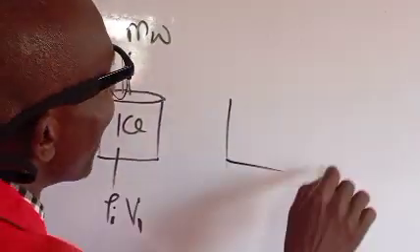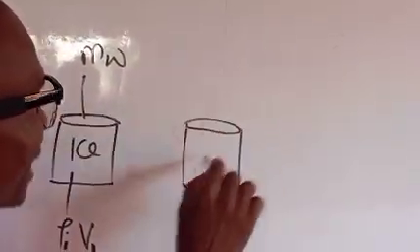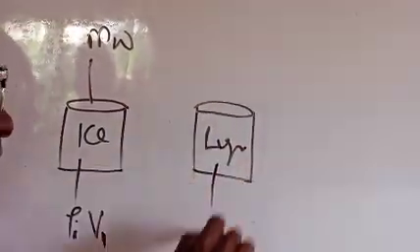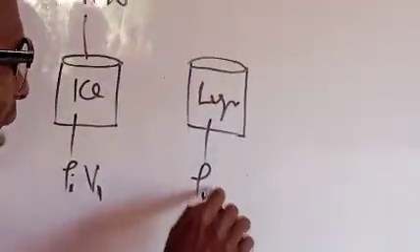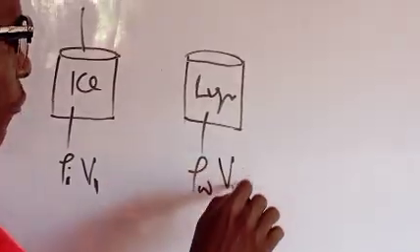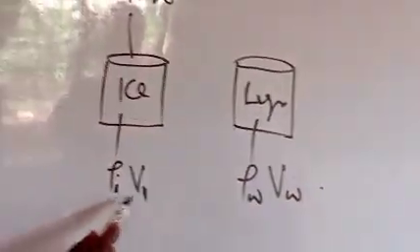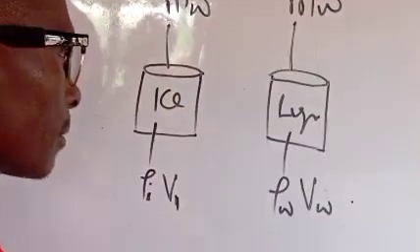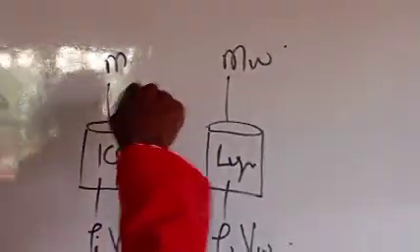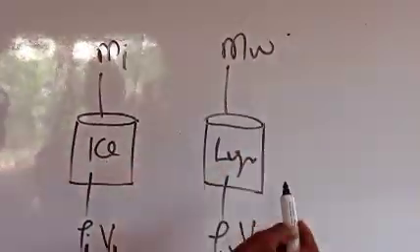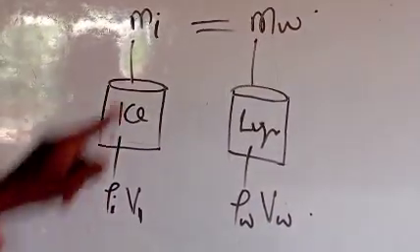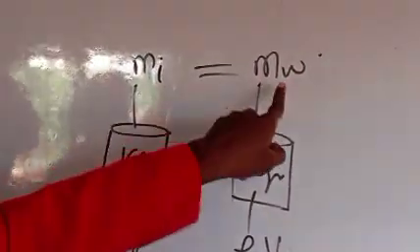Now, when this ice gets melted, this is now liquid water. The density here is density of water, and the volume is volume of water. The mass remains the mass of water. So if I say this is mass of ice and this is mass of water, at this time they are equal. Because mass of ice is equal to mass of what?